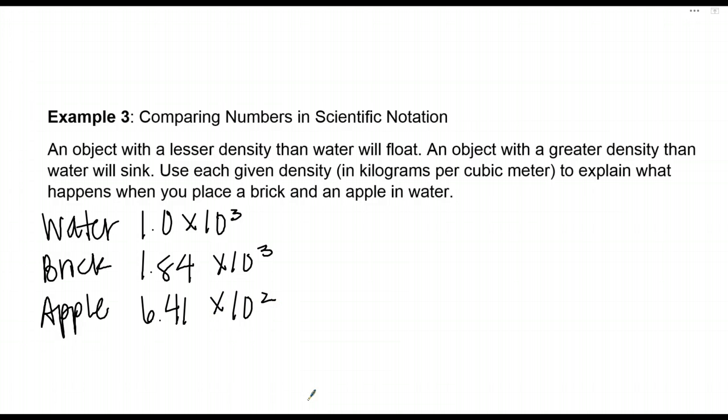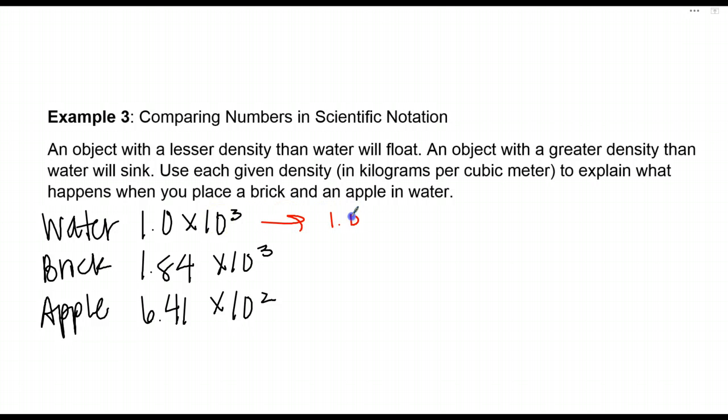An object with a lesser density than water will float. An object with a greater density than water will sink. So use each density given, and I gave them to you in kilograms per cubic meter, to explain what happens when you place a brick and an apple in water. What you need to do is compare each of these densities by writing them in standard form. So water in standard form, 10 to the third.